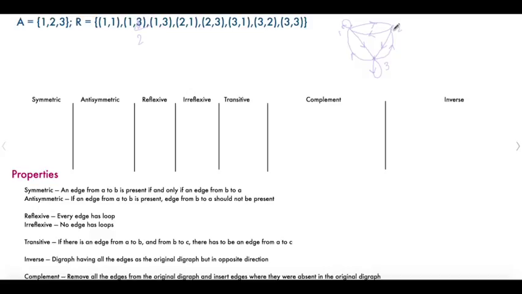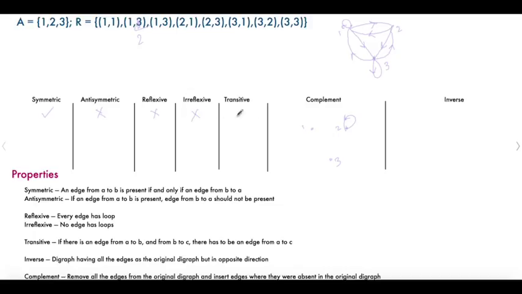So this means the complement we can immediately draw. The complement is just this loop. So 1, 2 and 3. Now we go to symmetry. We have 1 to 2 present and 2 to 1 present. 1 to 3 is present and 3 to 1 is present. 2 to 3 is present and 3 to 2 is present. So it is symmetric, and it is not antisymmetric. Is it reflexive? No, because 2 does not have a loop. Is it irreflexive? No, because 1 and 3 have loops.